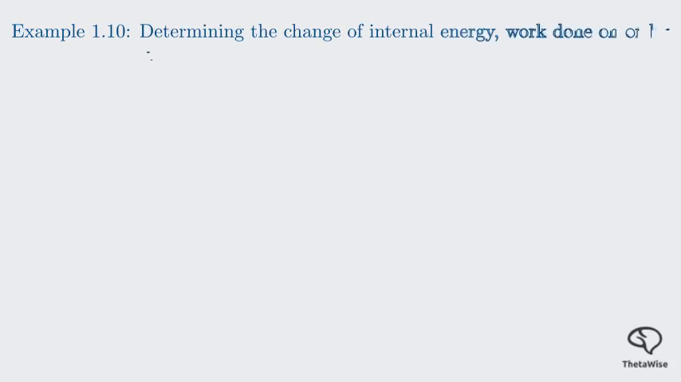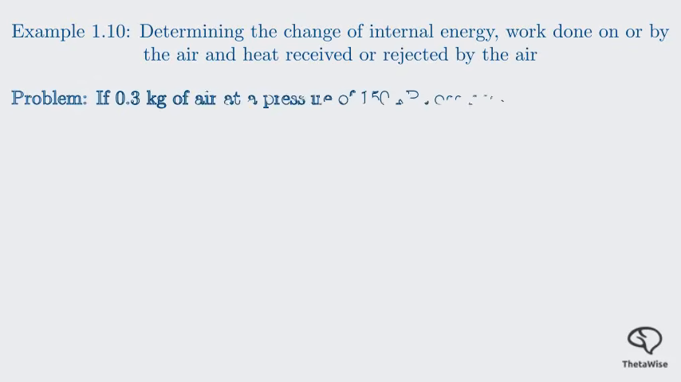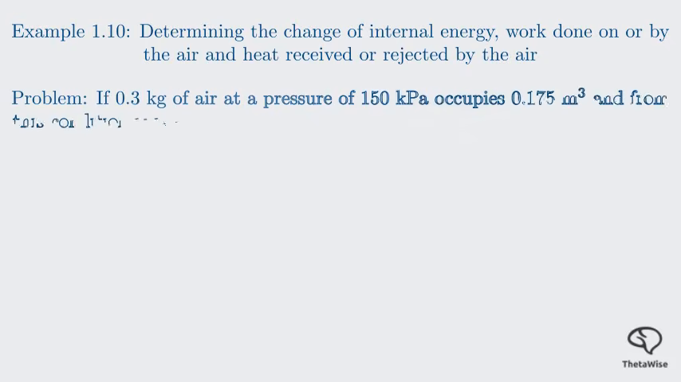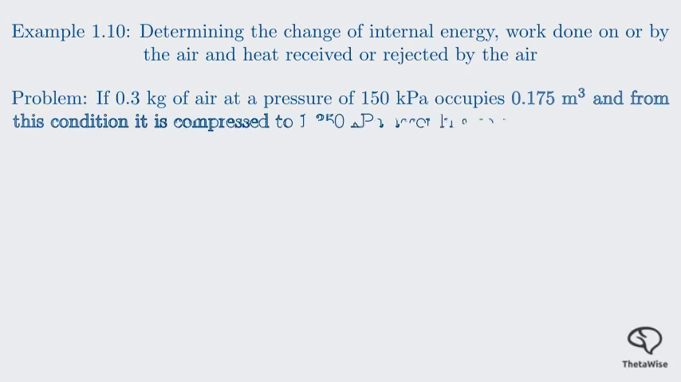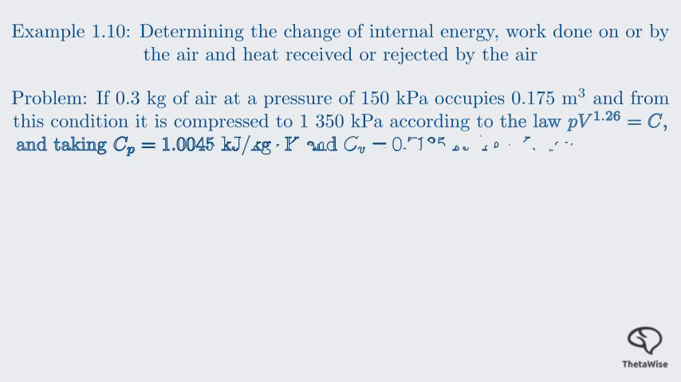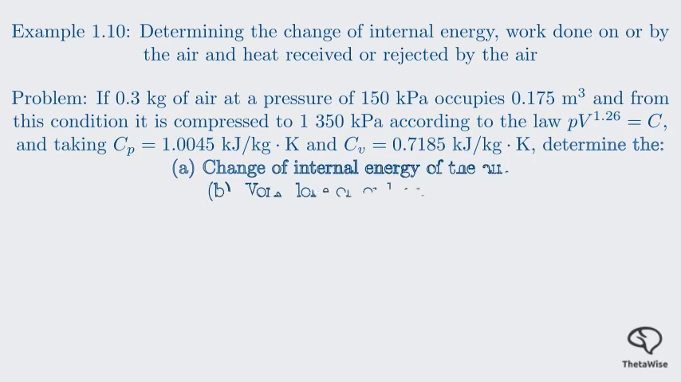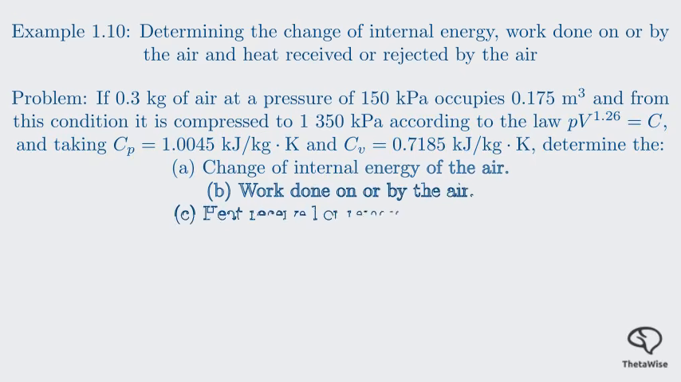This next example for polytropic processes is more complex, as it involves calculating several properties. We have 0.3 kilograms of air at 150 kilopascals and 0.175 cubic meters. It's compressed to 1350 kilopascals according to the law PV to the 1.26 equals C. We're also given Cp and Cv. We need to find the change in internal energy, the work done, and the heat exchanged.